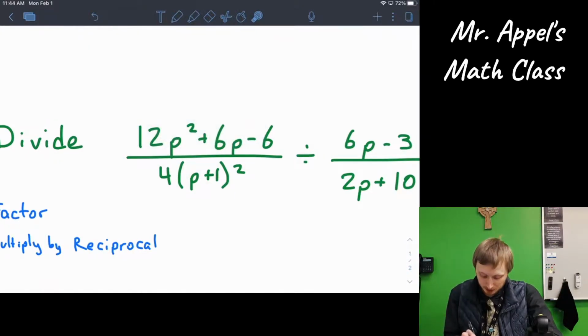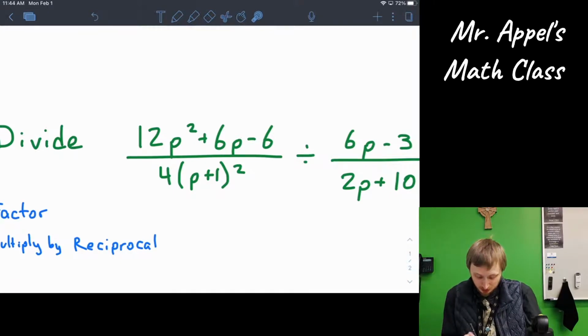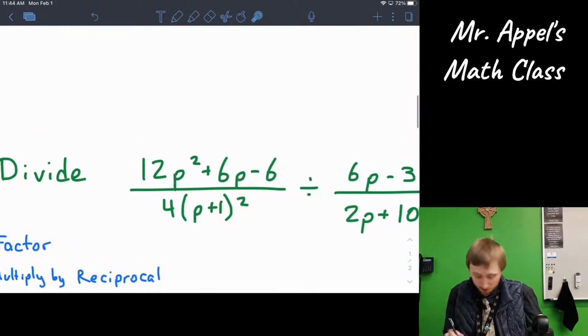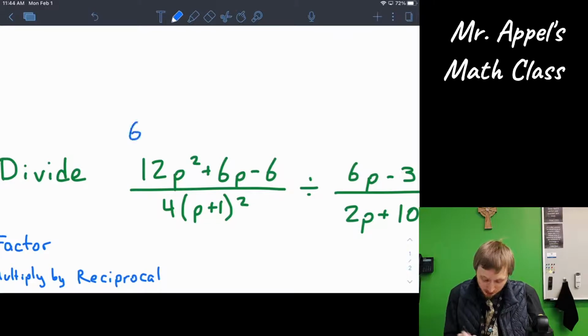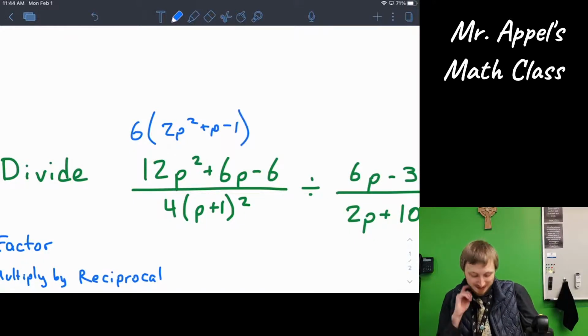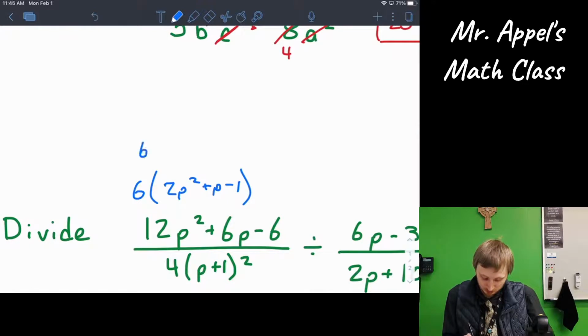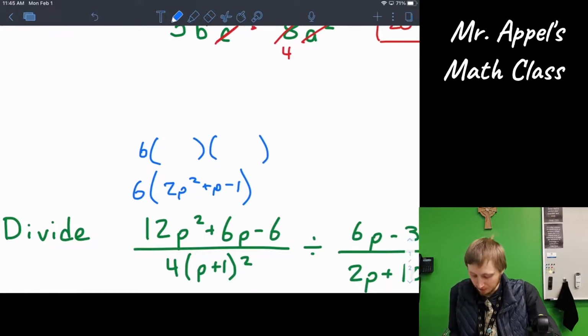Can we factor this top one? Is there anything we can factor out of that? Actually, yeah, right immediately I can see everything is a factor of 6. So we get 2p squared plus p minus 1. Can we factor that? Take a look at it.